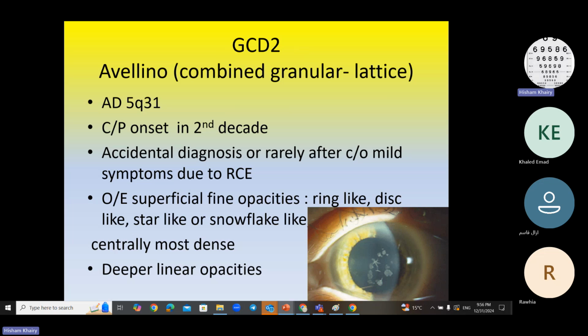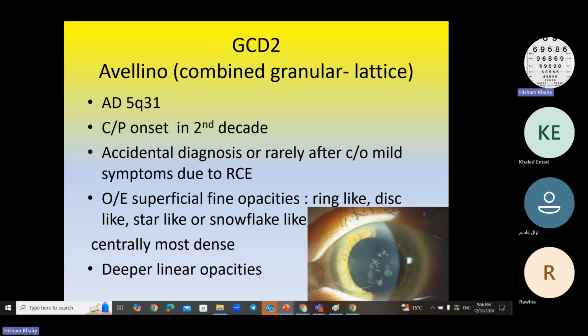autosomal dominant, chromosome 5, long arm, position 31. Usually the onset is later in the second decade and it is usually accidentally diagnosed. So again, to diagnose corneal dystrophy, you might need to see the patient several times, with good documentation. You might need to see family members to make sure. If you suspect a patient has recurrent corneal erosion, you might need to see the other family members because this is autosomal dominant.